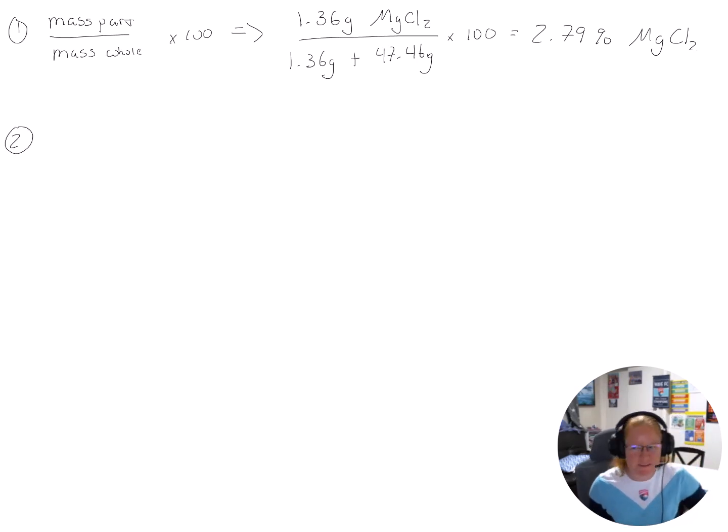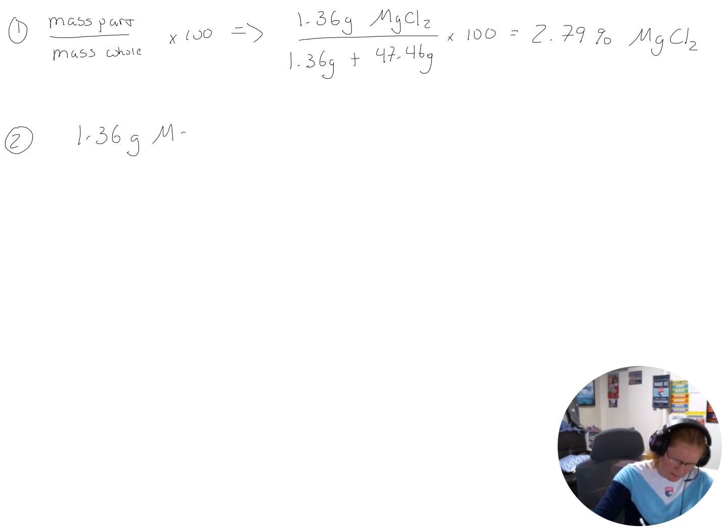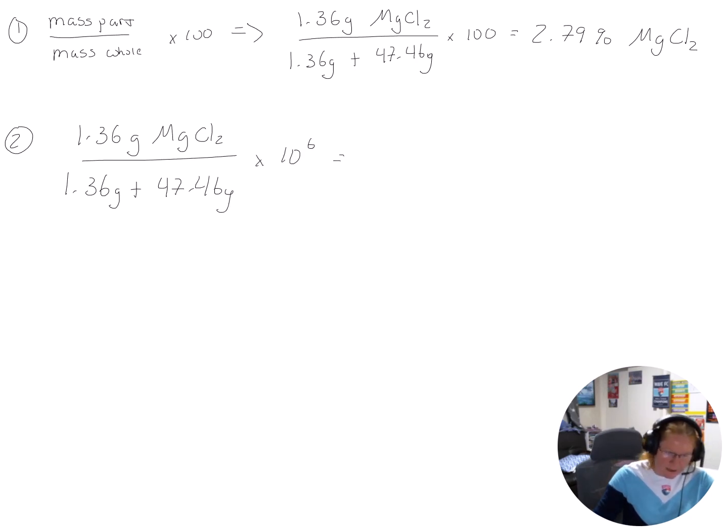Okay. All right, parts per million, very similar. It's still going to be mass of part over mass of whole, but this time it's going to be times 10 to the 6th. Okay, so we'll take our 1.36 grams over our 1.36 grams plus 47.46 grams times 10 to the 6th. All right, so numerically, that 2.79 should still be there, but now it's going to be a different order of magnitude. All right, so we'll get 2.79 times 10 to the 4th ppm magnesium chloride.